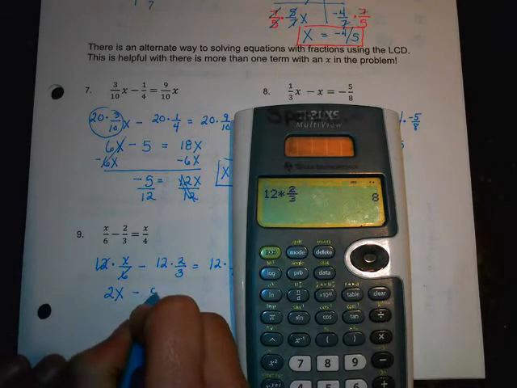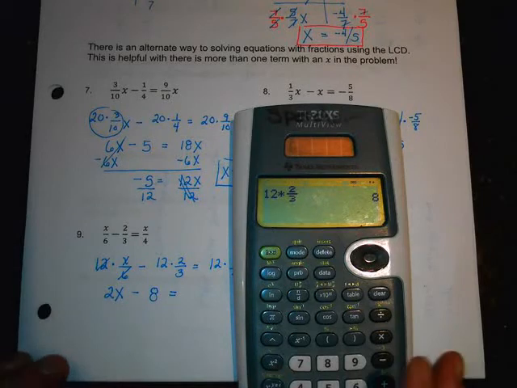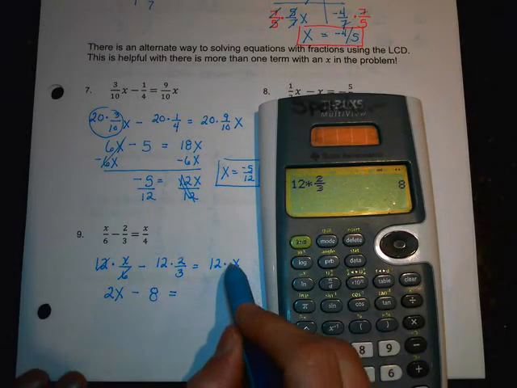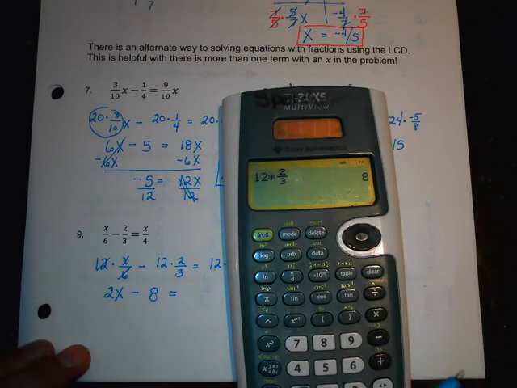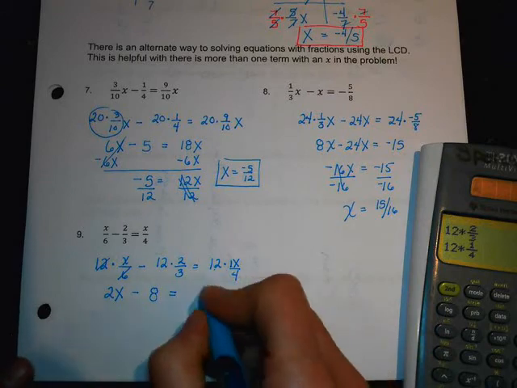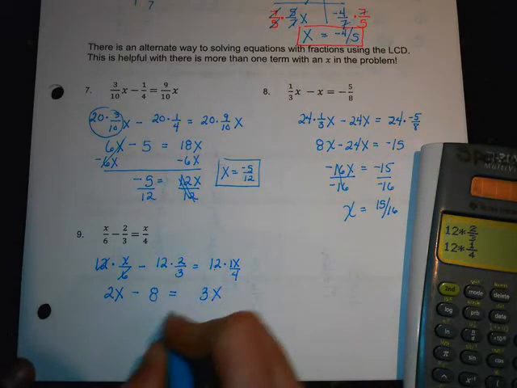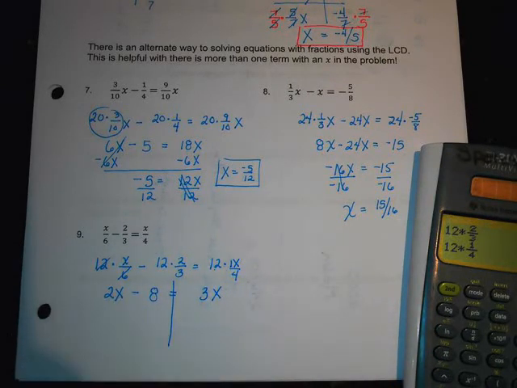Equals, and now remember, there's a 1 understood here. So it's 12 times 1 over 4. Excuse me, and that'll get you 3. So 3x. See, isn't that nice? All the fractions go away. It's just so nice to not have to deal with the fractions anymore.